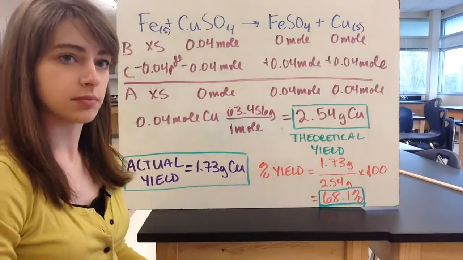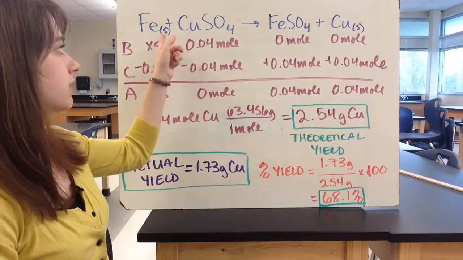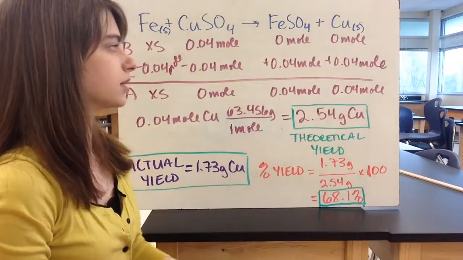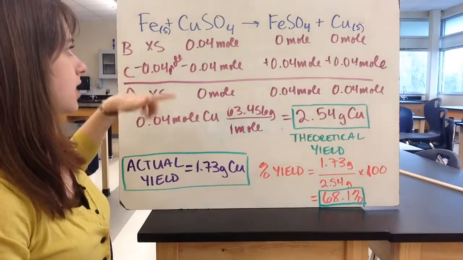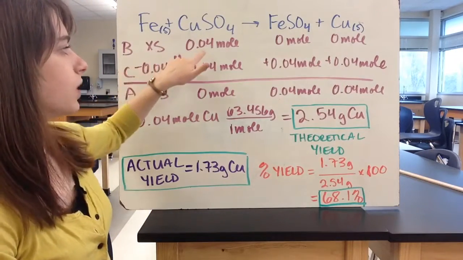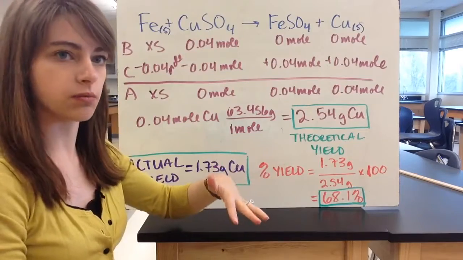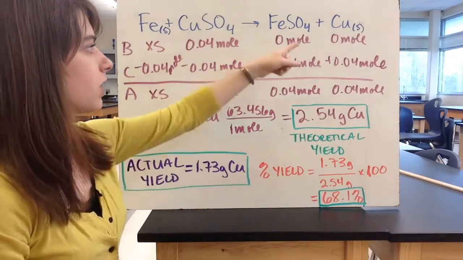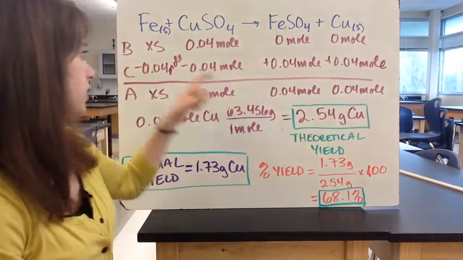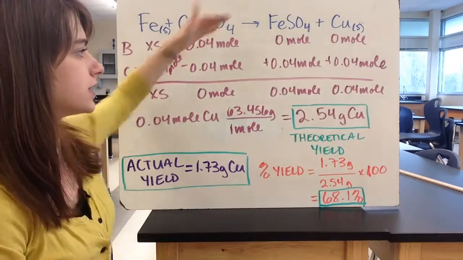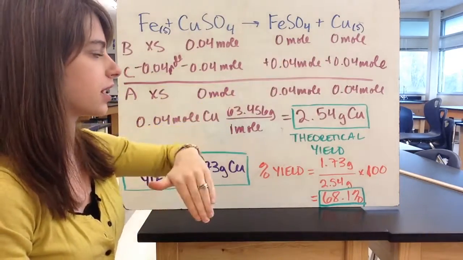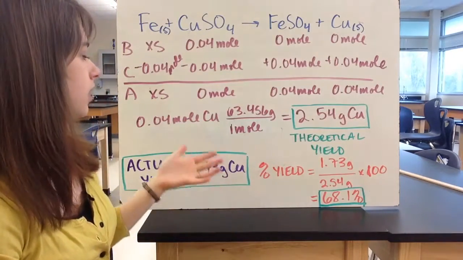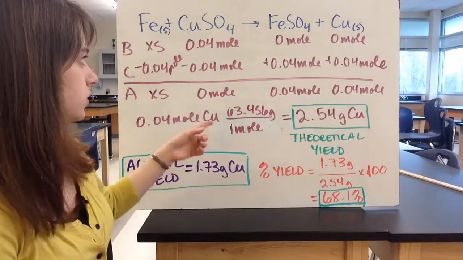So here's the whole example I've worked through. So our reaction of iron with copper sulfate gave us iron sulfate and solid copper. So if we set up our BCA table, we had excess iron. We had approximately 0.04 moles of copper sulfate that we put in and dissolved. It's all a 1-to-1 ratio. We're starting with 0 here, so we're going to lose 0.04 moles and gain 0.04 moles on the products. So we still have excess iron left over. We knew that. We had nails left over in our solution.